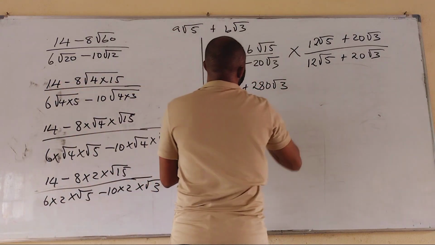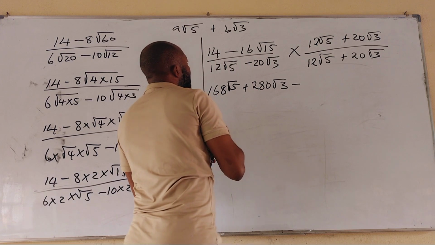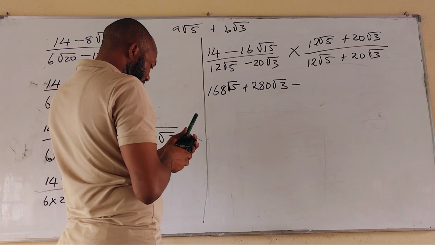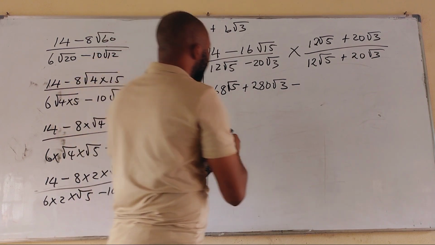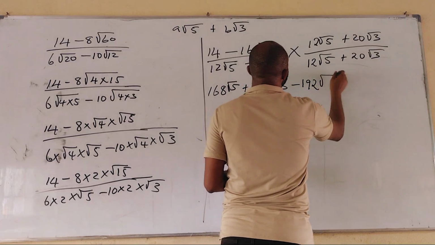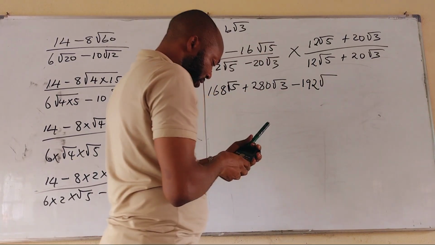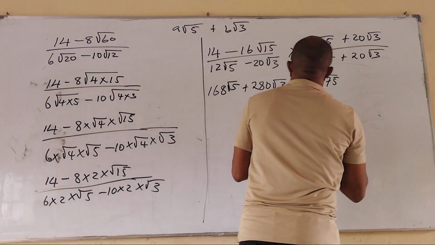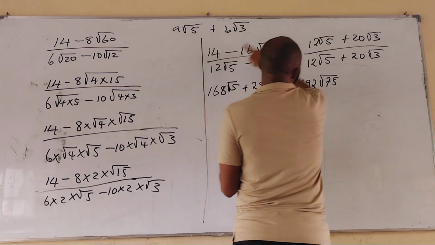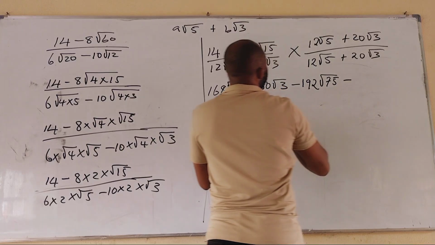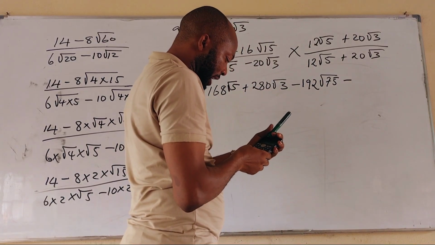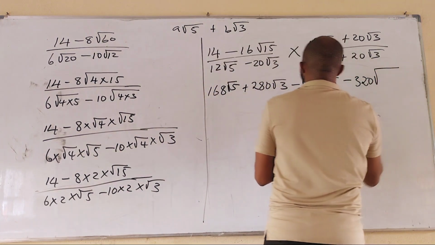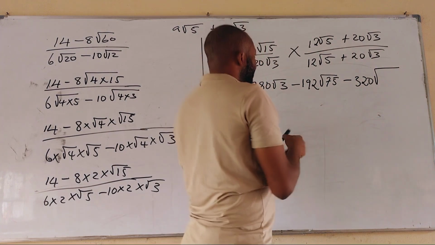Now, minus comes in. 16 root 15 times 12 root 5. 16 times 12 first. We have 192. 192 root 15 times 5. 15 times 5 will give me 75. Done the first one. Minus, plus, give me minus. 16 times 20 is 320. Root 15 times 3, 45.